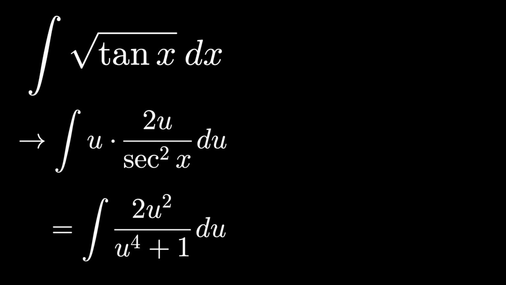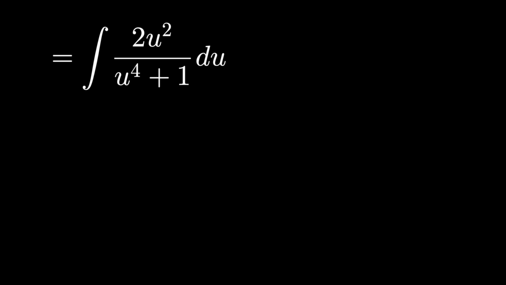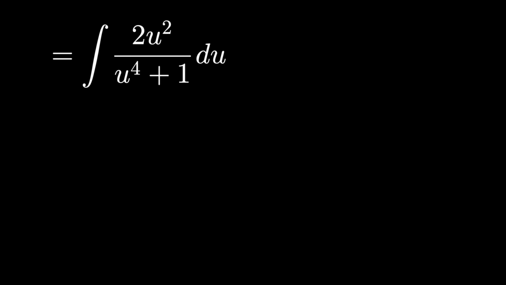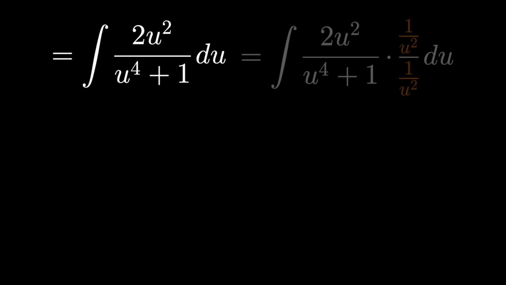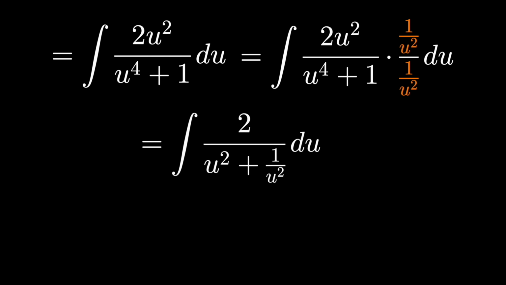Now we have a new, but admittedly still challenging integral to solve. Here's the very fancy algebraic footwork. Divide every term, the top and the bottom, by u squared. So, in a sense, we're multiplying by 1 over u squared over 1 over u squared. Our integral will reduce to 2 over u squared plus 1 over u squared.